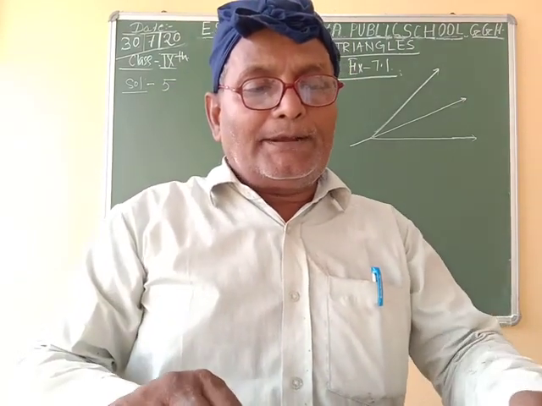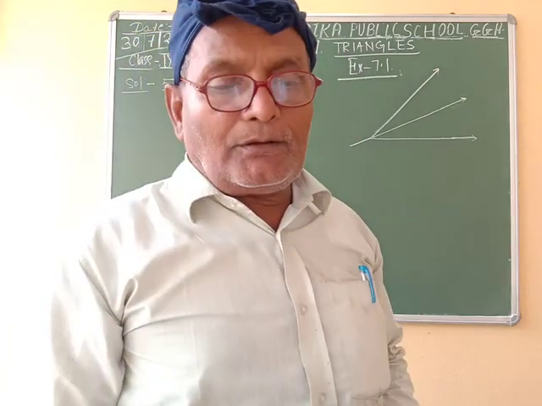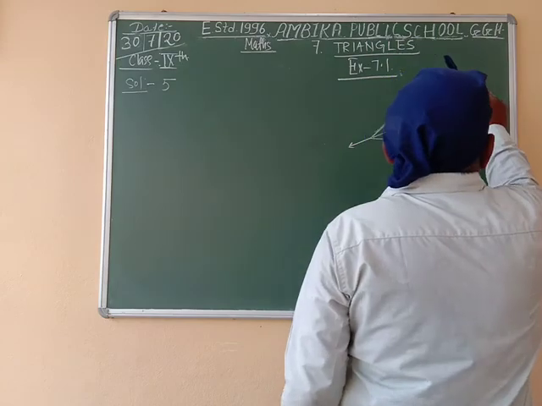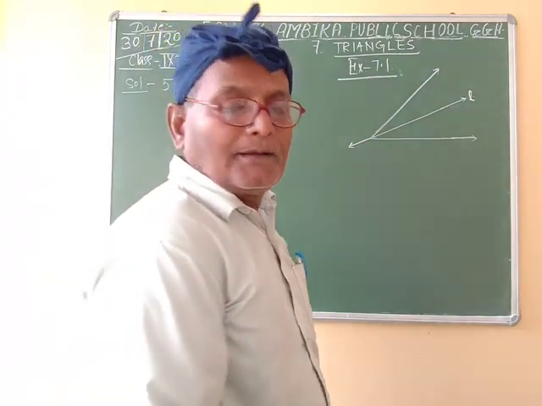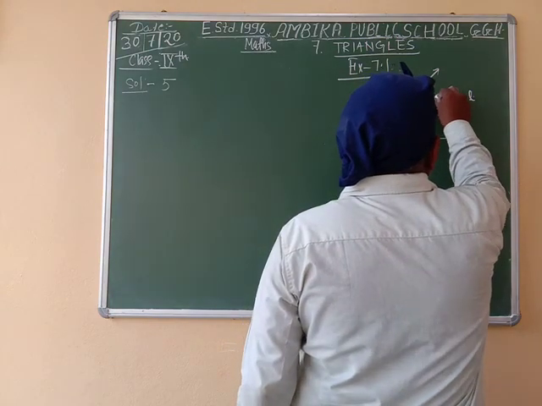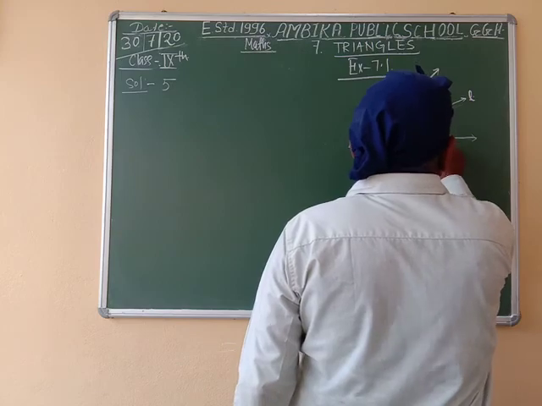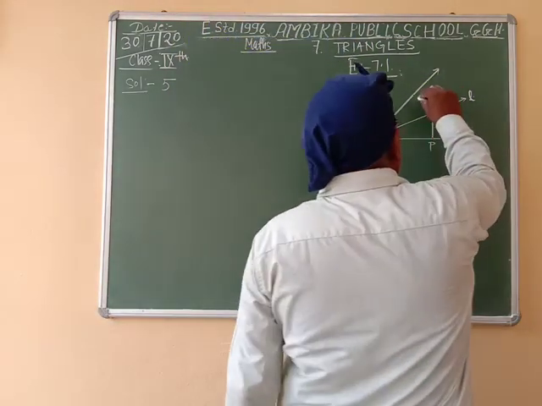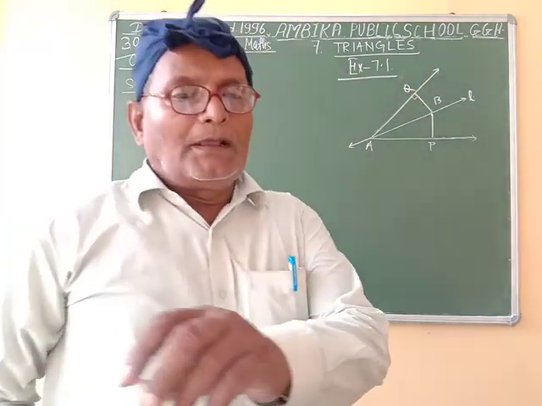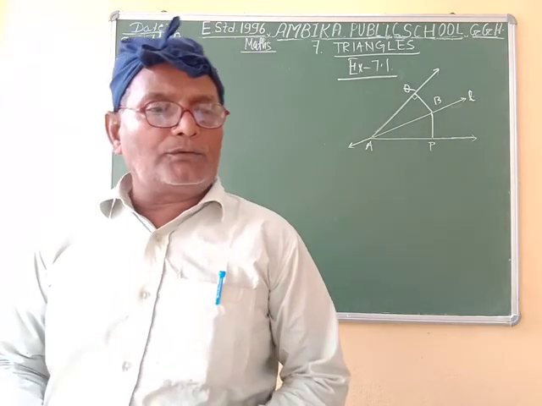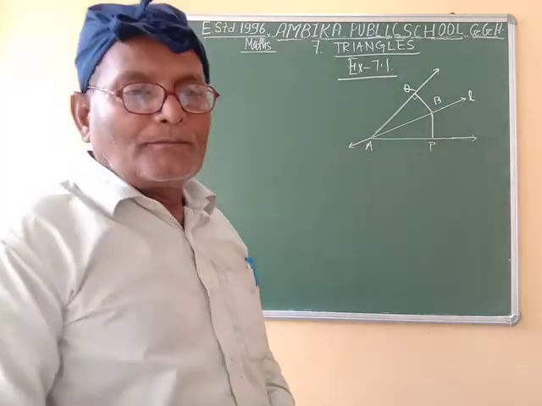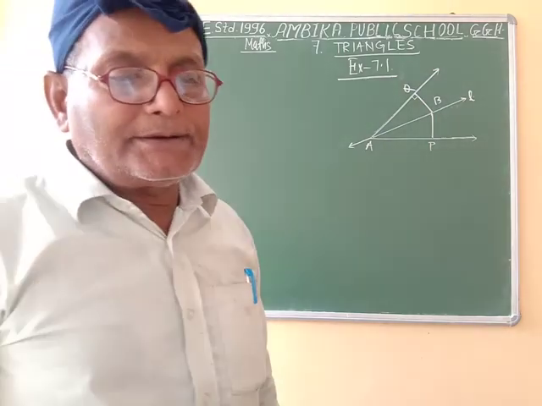In question number 5, line L is the bisector of angle A and B is any point on L. BP and BQ are perpendiculars from B to the arms of angle A. We have to show that triangle APB is congruent to triangle AQB.